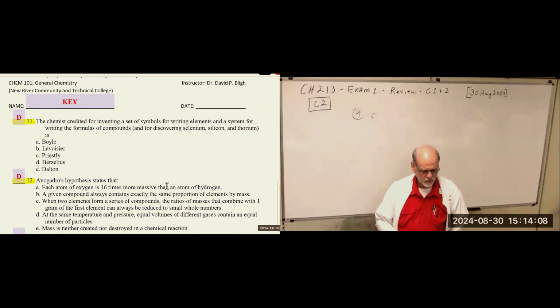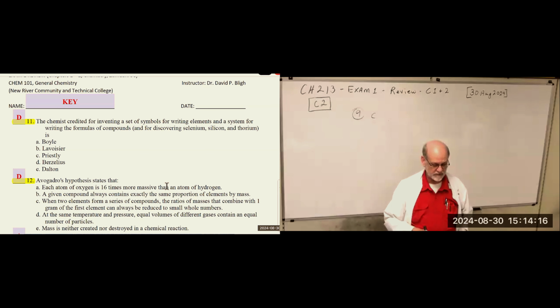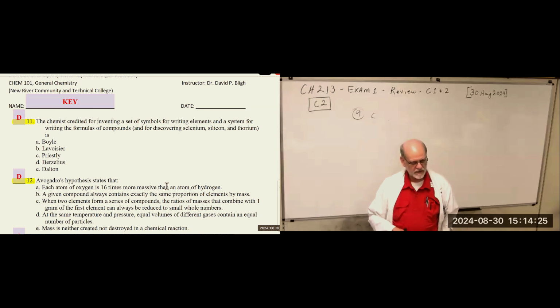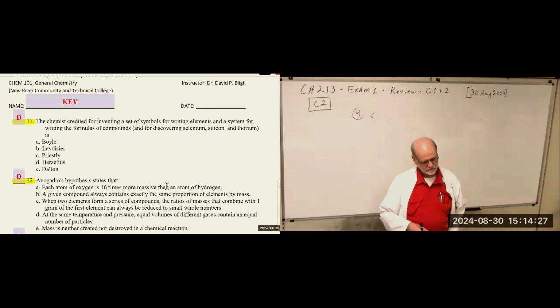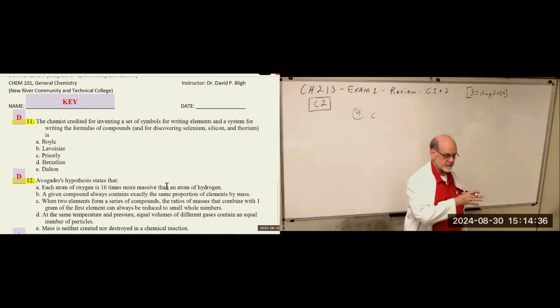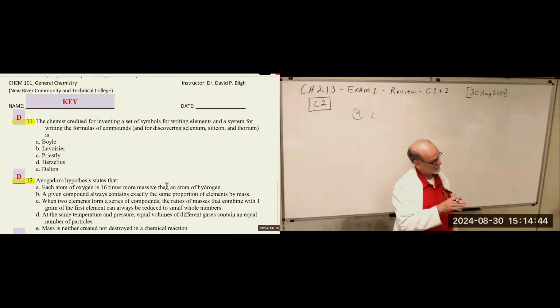11, the chemist credited for inventing a set of symbols and for writing the formulas of compounds and for discovering selenium, silicon, thorium is, we didn't mention this one. It's probably in your textbook. This was Berzelius. Berzelius was a Swedish chemist. Actually, he did a bunch of stuff. But he proposed a set of symbols that were based upon the first or maybe two letters of the name of the compound, and not always in the anglicized version.